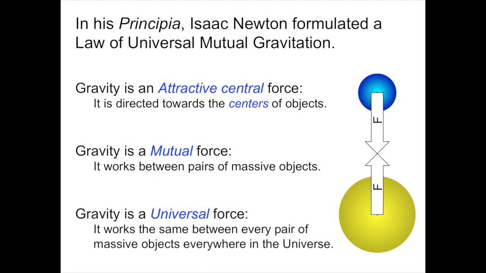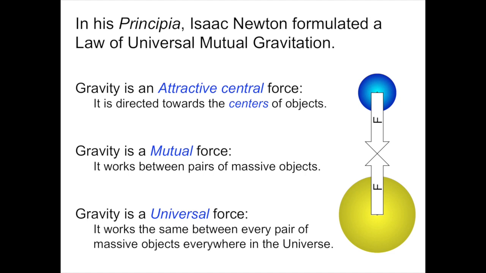In the Principia, Isaac Newton formulated what we now call the law of universal mutual gravitation. Gravity is an attractive central force. It is directed towards the centers of objects. The gravity force is also a mutual force. It works between pairs of massive objects. Remember the third law of motion: to every action, there is an equal and opposite reaction. This, too, is embodied in the gravitational force.